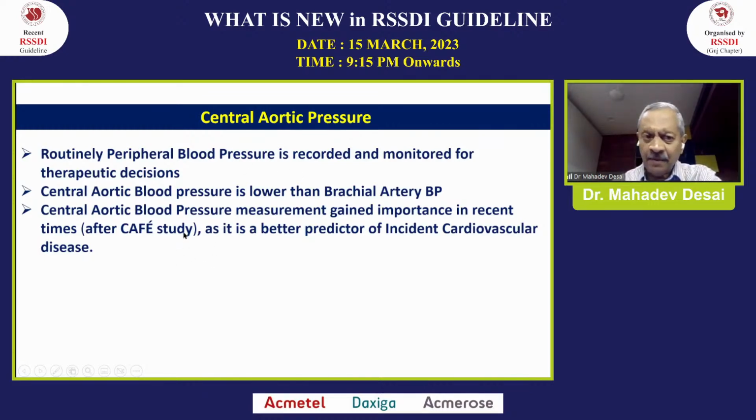Ever since the CAFE study appeared, the importance of central aortic pressure is known to all of us. Otherwise, routinely we measure the brachial artery pressure, or we call it peripheral artery pressure, for our day-to-day blood pressure monitoring and therapeutic decisions. But central aortic pressure is lower than the brachial pressure, and definitely it is more an indicator of the perfusion of the coronary arteries, also the carotid circulation. So central aortic pressure measurement is very important, and as I said, after the CAFE study, it has been found to be a better predictor of cardiovascular diseases.